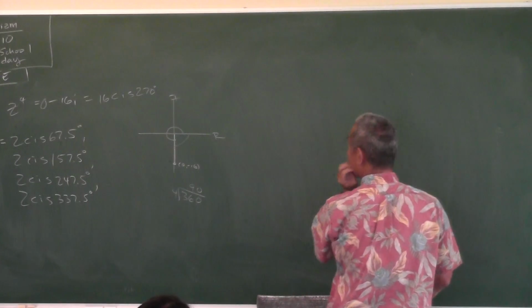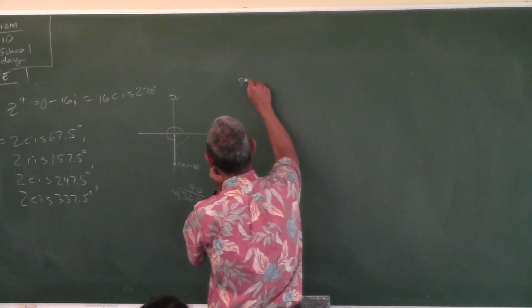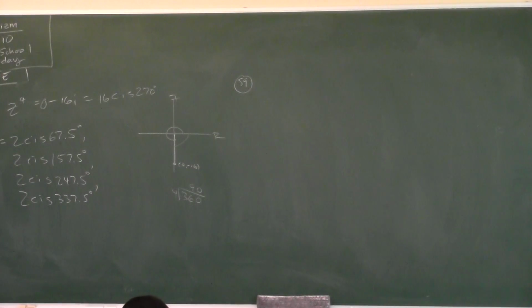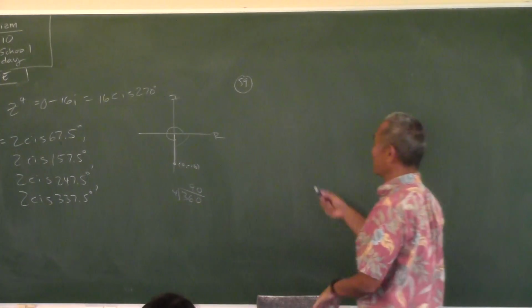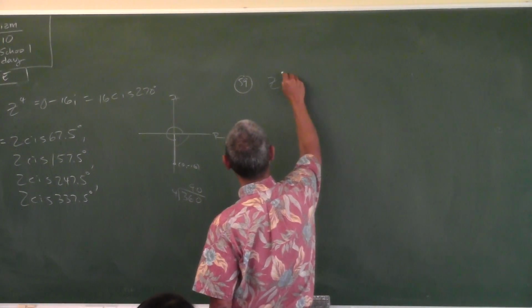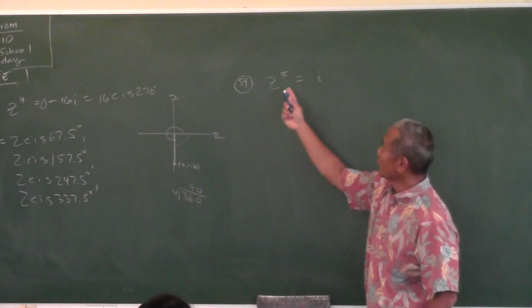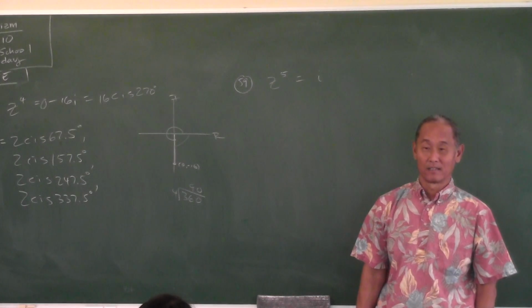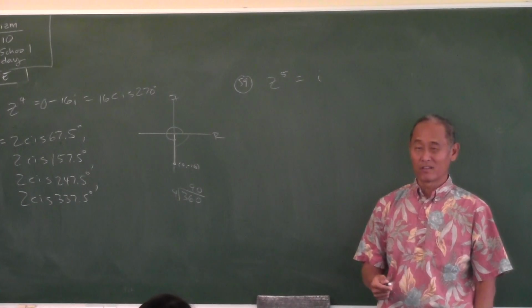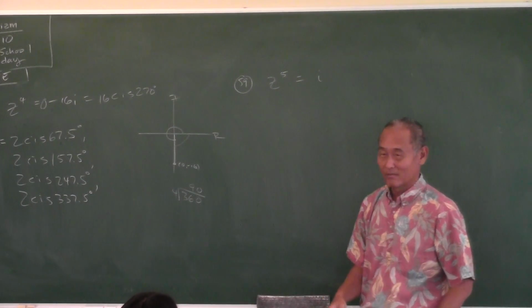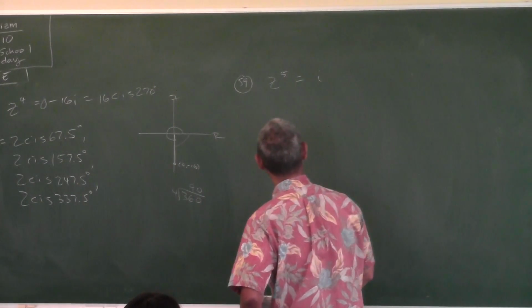And then 59. Okay, this is the last one. 59: the complex fifth roots of i, which is the same thing as solving the equation z to the fifth is equal to i. See, if I were making this problem, I'd put 32i, because you don't want a fifth root of 1. Fifth root of 1 is too easy. Fifth root of 32, that's more interesting.